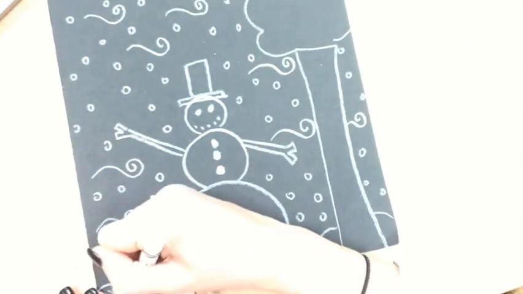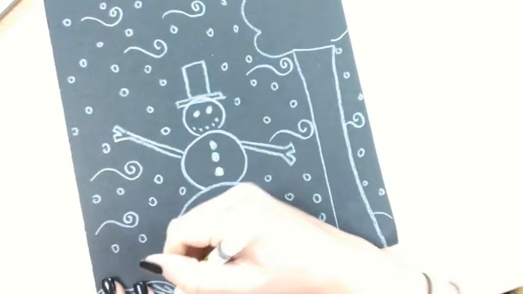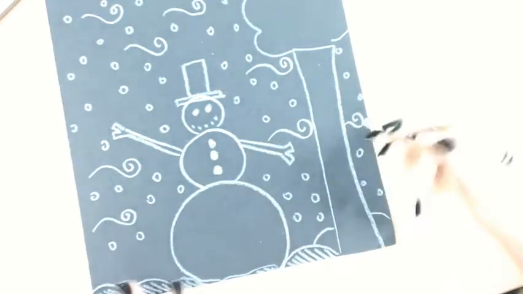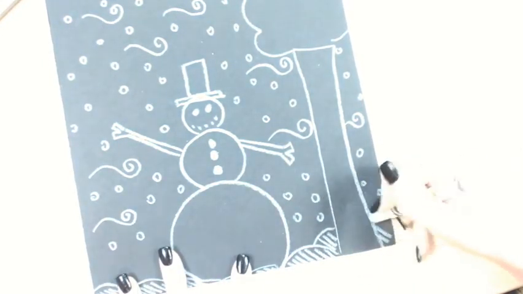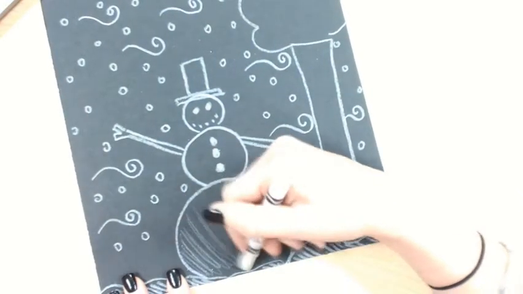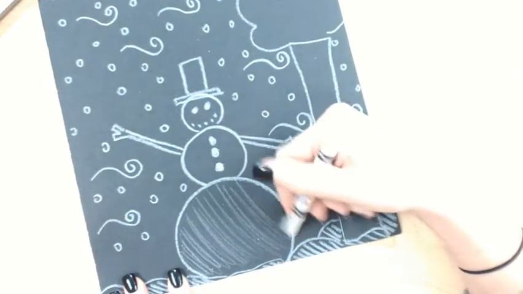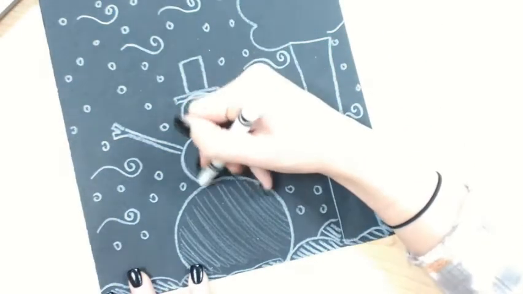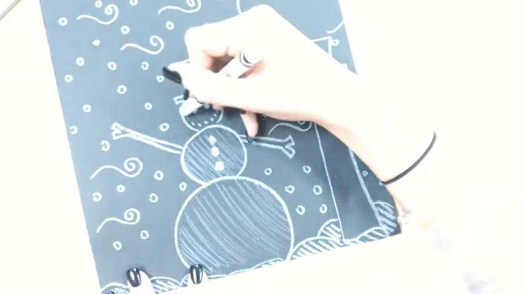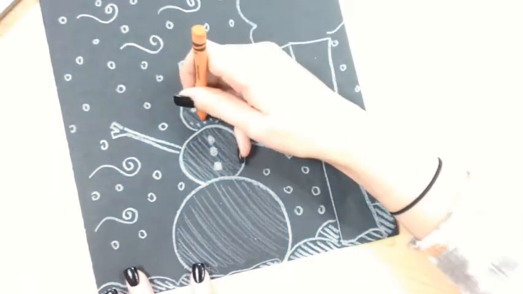Now I'm going to start to shade in some of my shapes and some of my sections. So I'm going to shade in some of the snow at the bottom. I'm going to shade in my snowman as well, just so I can really bring out the contrast of my picture. And feel free to use other colors as well. You don't have to just use white.